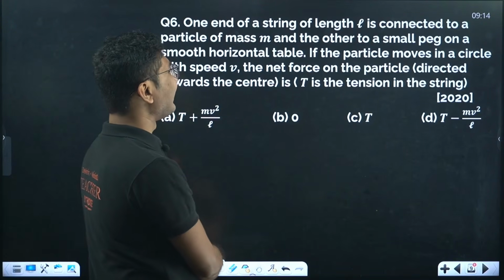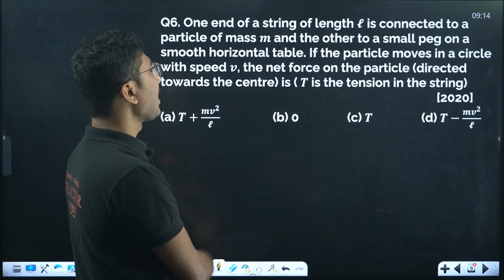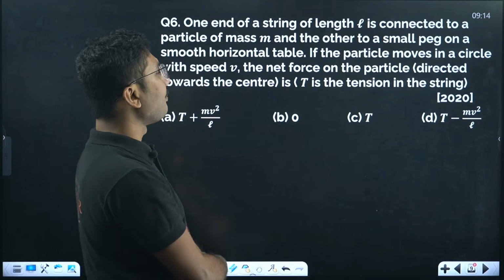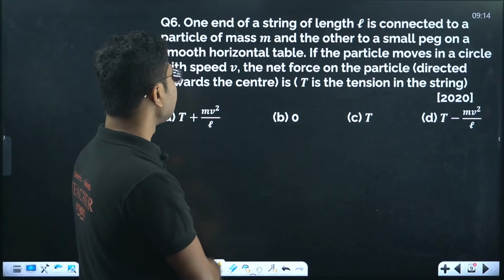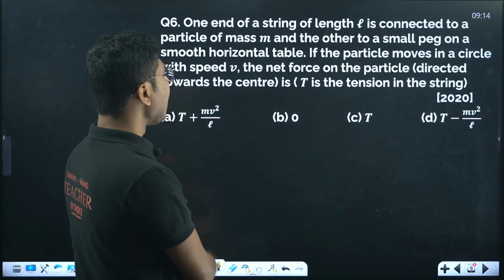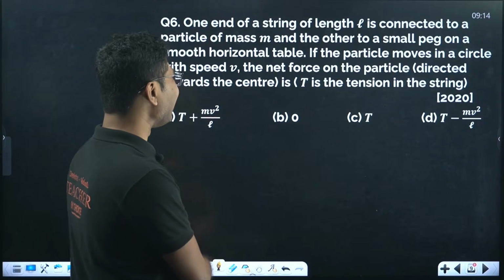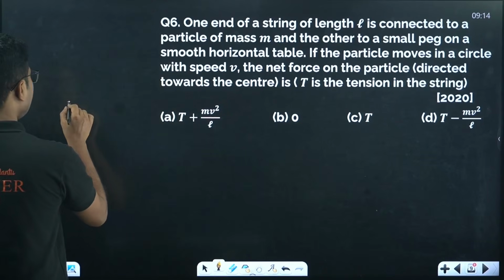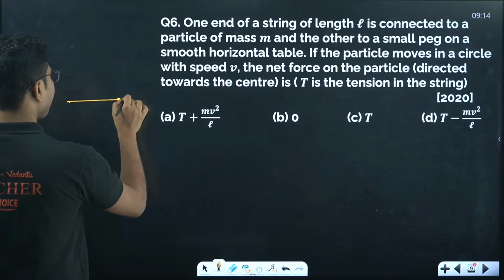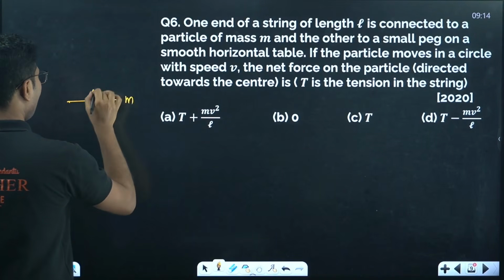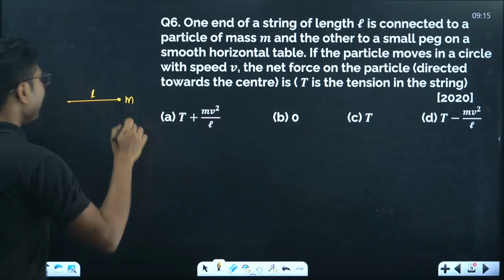One end of a string of length L is connected to a particle of mass m and the other to a small peg on a smooth horizontal table. If the particle moves in a circle with speed v, the net force on the particle directed towards the center is. So here we have a small particle of mass m, string of length L. It is tied to a string and it is rotating in a circle.